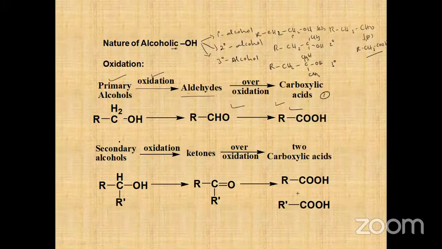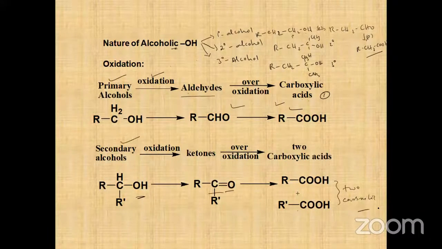Now coming to secondary alcohol. This is the secondary alcohol, R-CH(OH)-R. On oxidation, first it is converted into a ketone. On over-oxidation, the carbon-carbon bond will be broken down. Therefore, it is converted into two different sized carboxylic acids. Two carboxylic acids are generated.